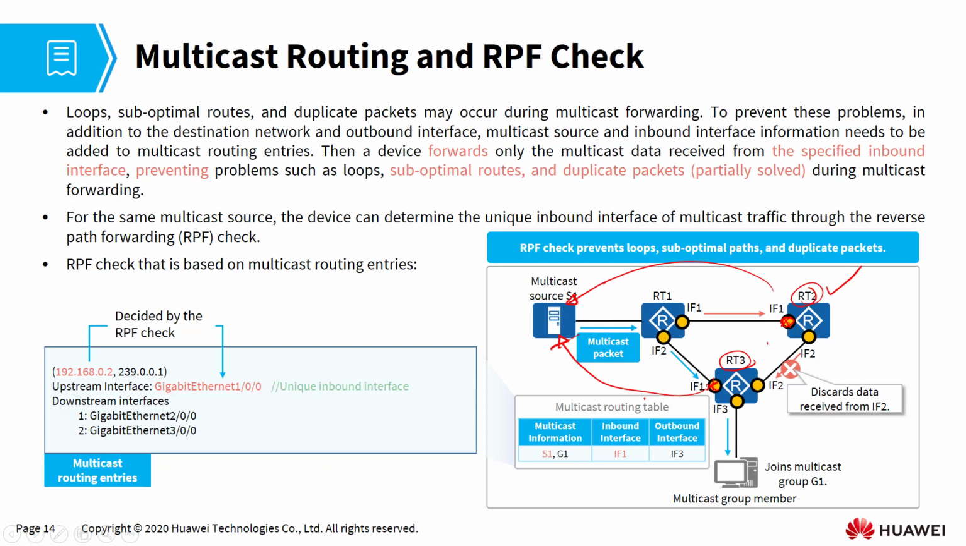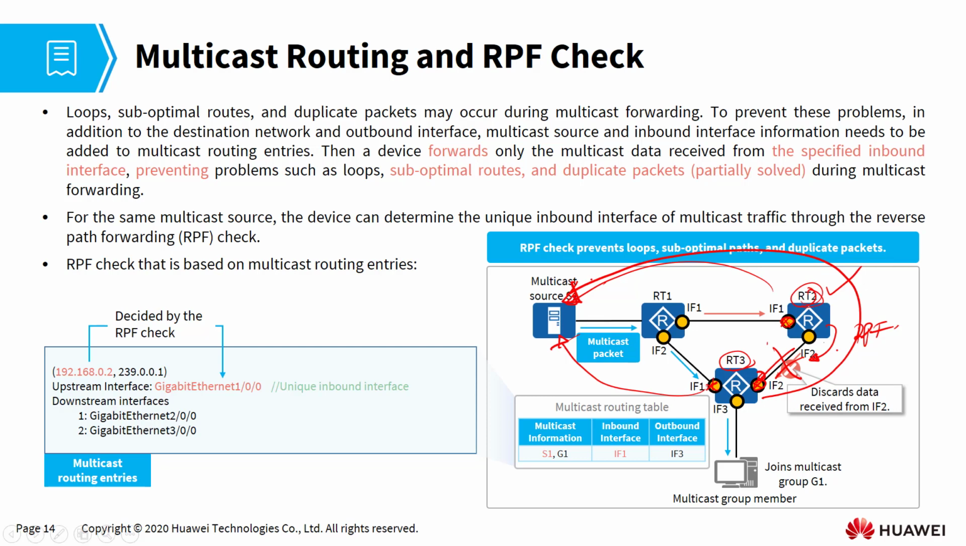Now, this reverse path forwarding check is based on the routing table, the IGP routing table. Now, what then happens is that router 2 will send the packet to router 3 through this interface. When router 3 receives the packet here, it will run the reverse path forwarding check. And when it checks this, it will see that this is actually not the closest interface to the source, and so it will discard that packet. This is the importance of the reverse path forwarding check.